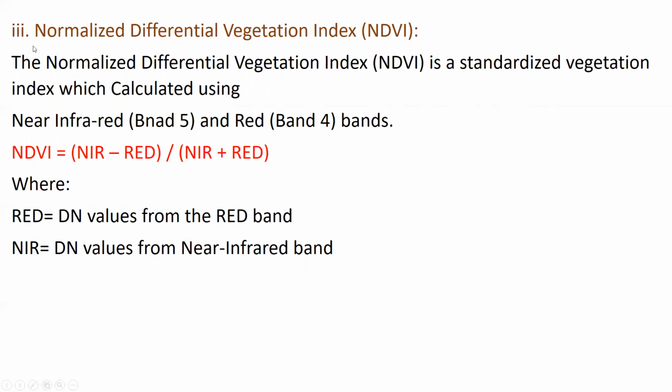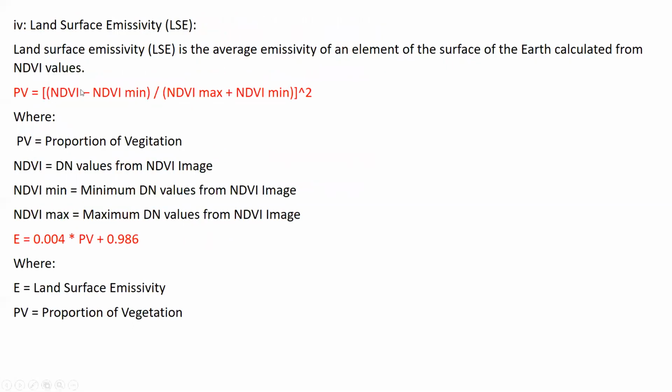Then we will calculate the normalized differential vegetation index, NDVI. For calculating the NDVI, we need band 5 and band 4 of Landsat 8 data. Band 5 is our near infrared and band 4 is our red band. So NIR minus red is what we are going to use.